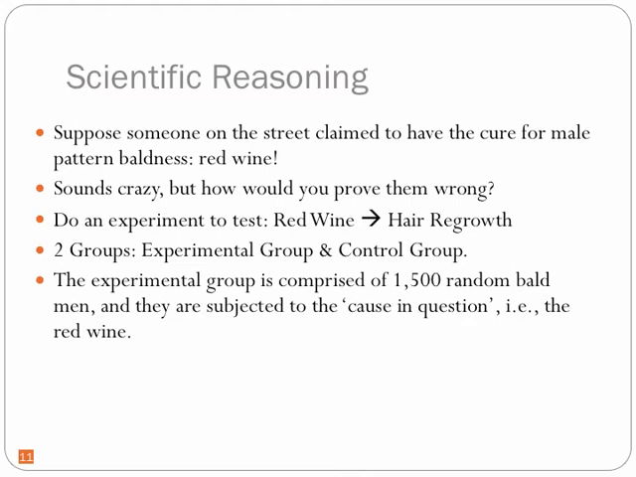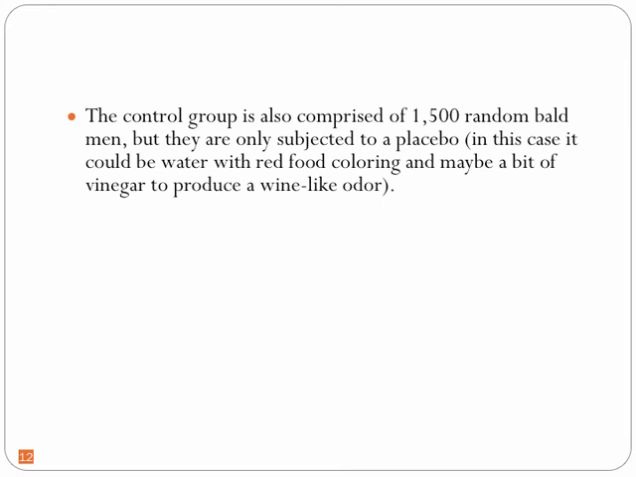And then the control group, we would want to also be comprised of 1,500 men that are as similar as possible to the experimental group. And one way to get pretty close to this is just to do random people. So if you get 3,000 random people and split them up, both groups should be pretty similar.